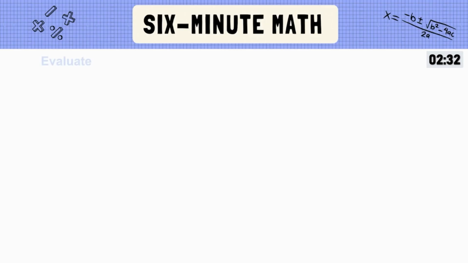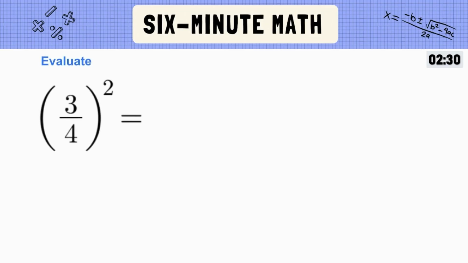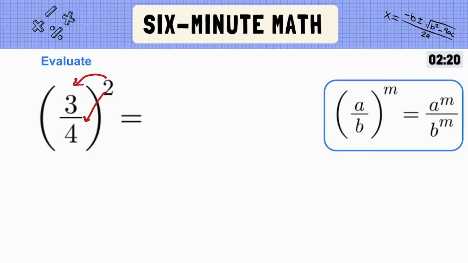Let's look at some power of quotient laws. We're going to evaluate (3/4) squared. I'm going to draw my arrows into my brackets because I know that each of those items will receive that exponent. This gives me 3 squared over 4 squared, and then I can evaluate both of those to 9 over 16.